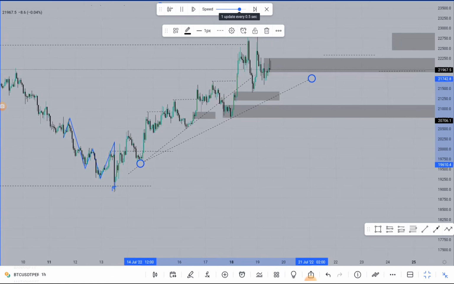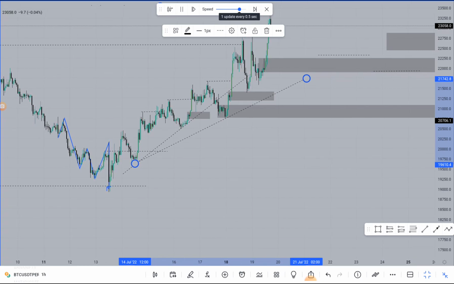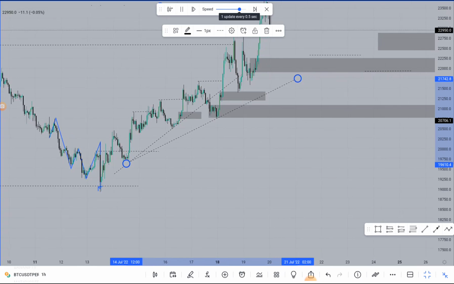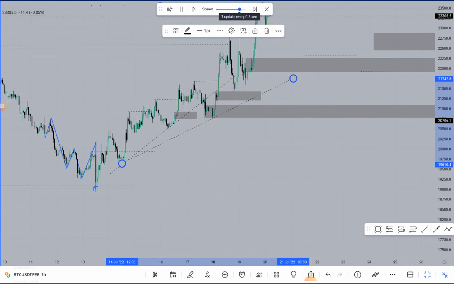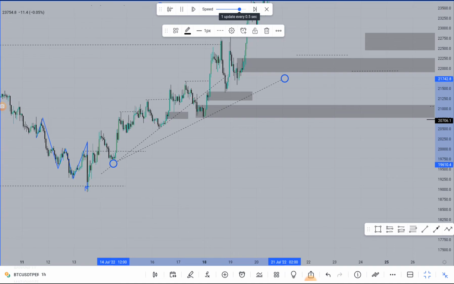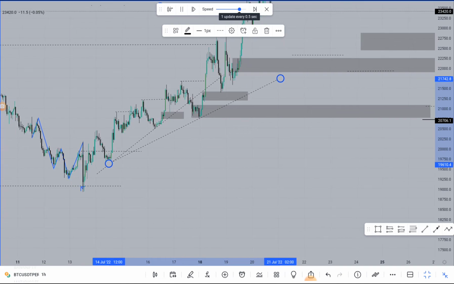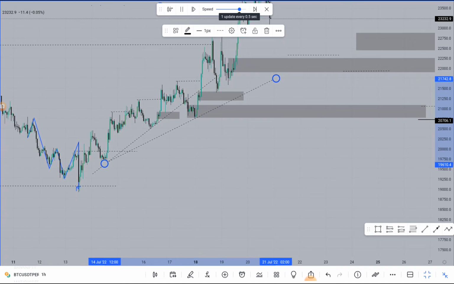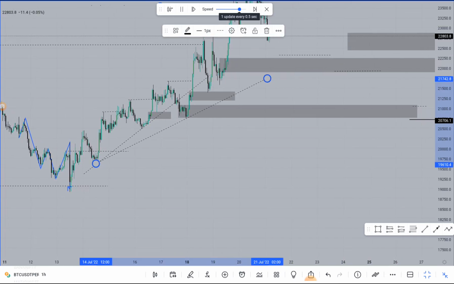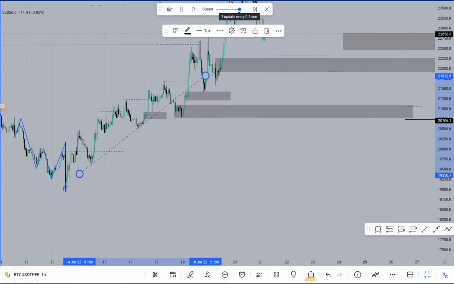But as a newbie, I would advise you stick to support and resistance for now, and then you use your trend line to confirm where the market is going. You understand? So that's all I'm talking about today: how to draw support, resistance, and trend lines.